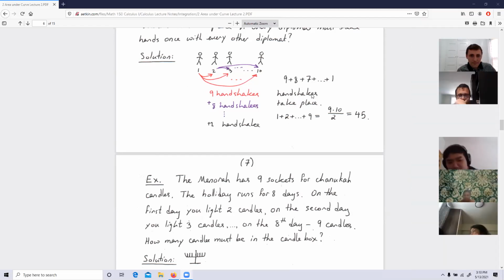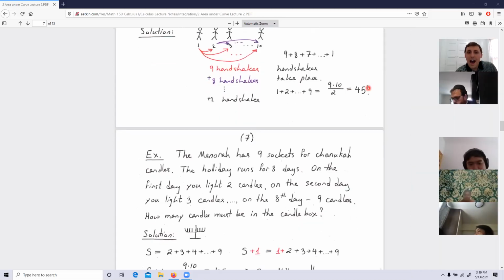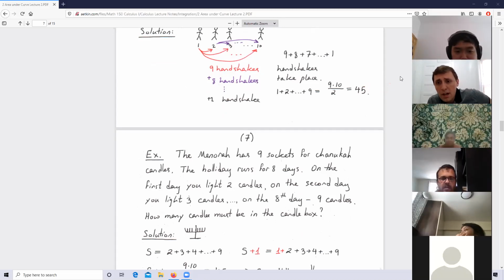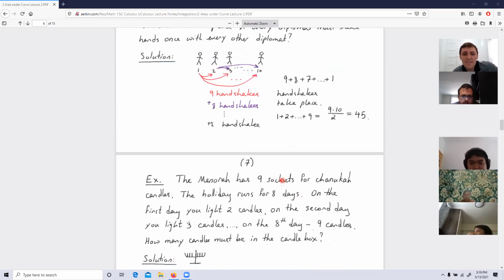Now, guys, time to get biblical on your butt. The menorah has 9 sockets for Hanukkah candles. The holiday runs for 8 days. On the first day, you light 2 candles. On the second day, you light 3 candles, all the way until the 8th day. I believe, correct me if I'm wrong. Did I write it correctly? It's right. On the last day, you light 9 candles. Maybe I miscalculated the candles. Good? Correct? So 9 candles on the last day.